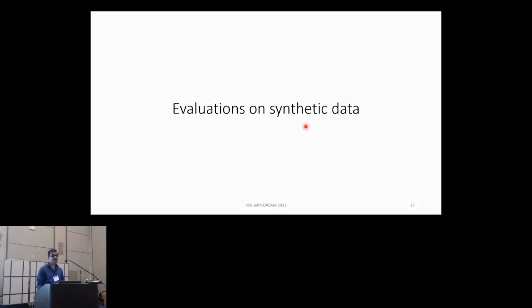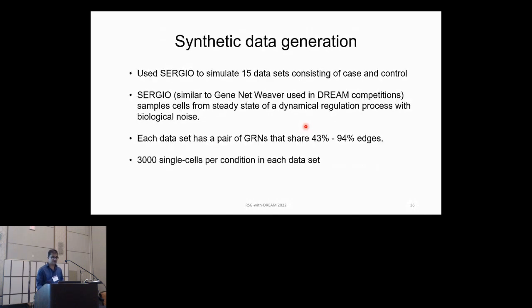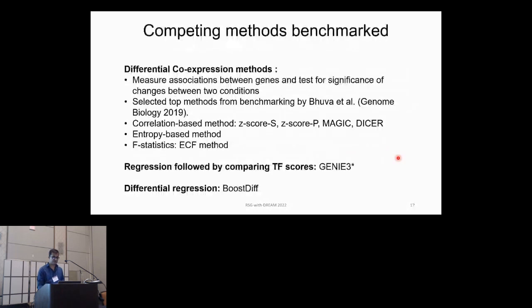So I'll quickly describe some of the evaluations of the method on synthetic data. We used our GRN-driven single-cell expression simulator SERGIO to generate 15 data sets, each comprising a pair of GRNs and their corresponding expression matrices. SERGIO samples cells from a dynamical process describing gene expression with biological noise. And the pair of GRNs in each data set share between 45 to 95% of their edges. The expression data comprises 3,000 cells over 10 different cell types in each condition.